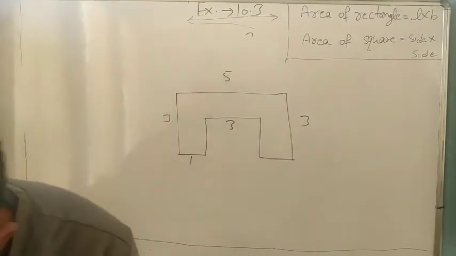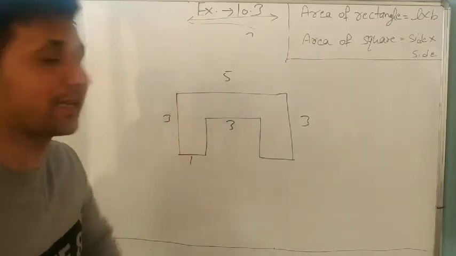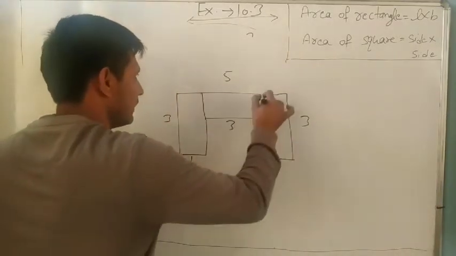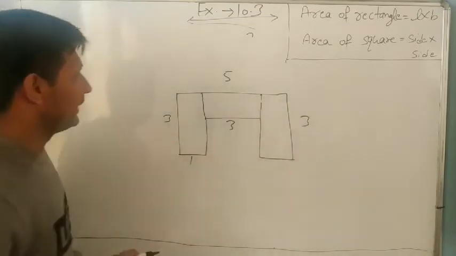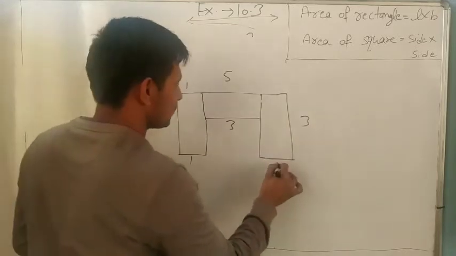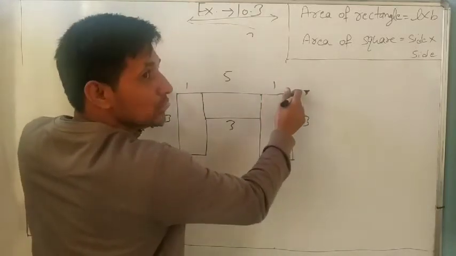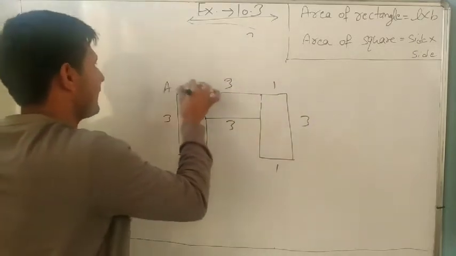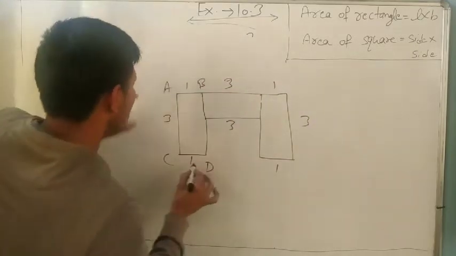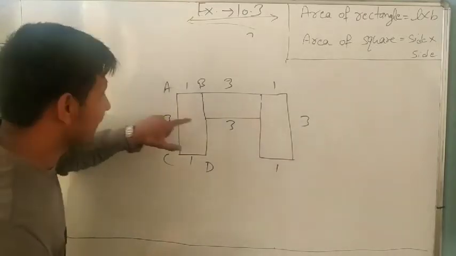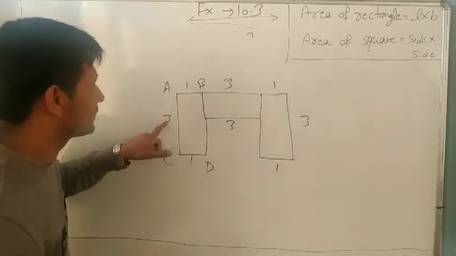So we have to find. How will you find? We will make a rectangle. Suppose like this one. If it is 1, so it is also 1. If it is 1, so it is also 1. Total is 5. So from here to here, how much remains? 3. So write A, B, C, D. A, B, C, D is a rectangle. Area of rectangle is 3 into 1.